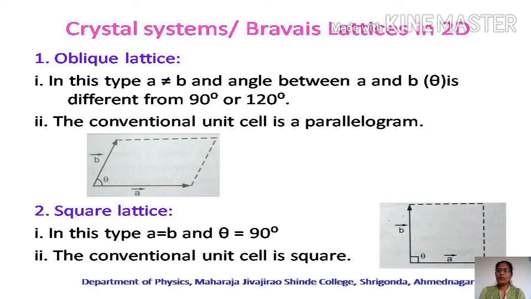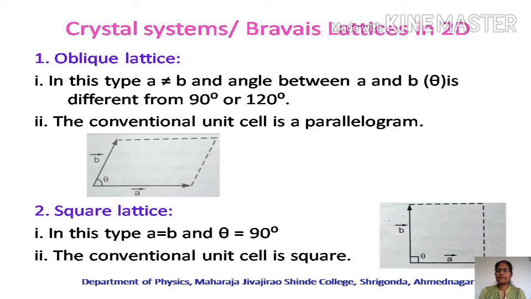An oblique lattice is one in which the lengths A and B are not equal, and the angle between these lengths, the interaxial angle, is not equal to 90 or 120. What is an oblique lattice? It is a lattice in which the lengths are not the same and the angle is not equal to 90 or 120, and this gives us a conventional unit cell like a parallelogram, as shown in the figure. A is not equal to B and the angle is not equal to 90 or 120. As we move forward, you will understand why the angle is not 120. Angle 120 is present in another type of unit cell. So we have covered the oblique lattice.